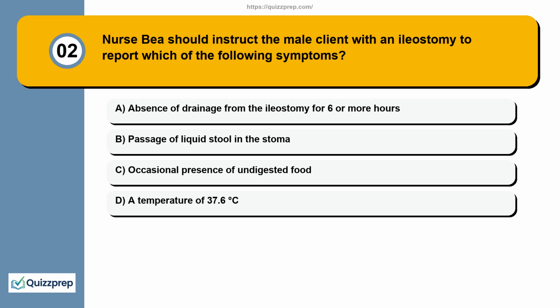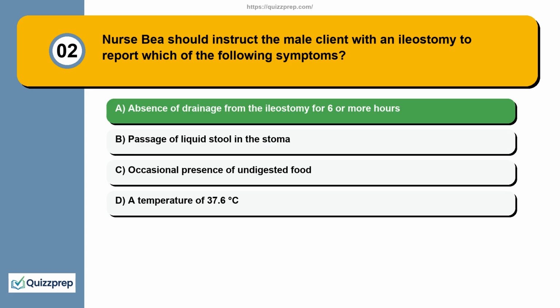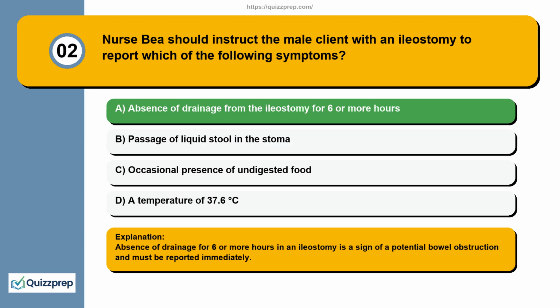Question 2. Nurse Bea should instruct the male client with an ileostomy to report which of the following symptoms? Absence of drainage from the ileostomy for 6 or more hours, passage of liquid stool in the stoma, occasional presence of undigested food, a temperature of 37.6 degrees Celsius. Absence of drainage for 6 or more hours in an ileostomy is a sign of a potential bowel obstruction and must be reported immediately.